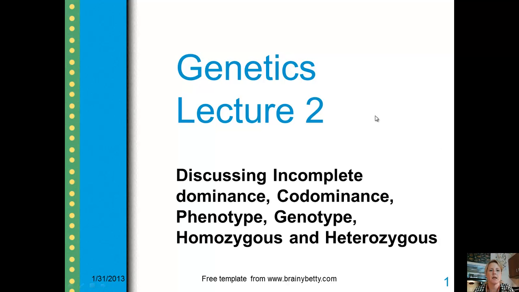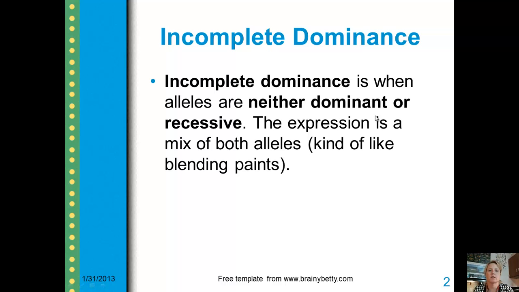Let's get started. In the last lecture, we discussed dominant and recessive traits. Most of the problems moving forward will use these two terms. However, we also need to discuss some exceptions to the rule. Remember, in science, there's always an exception.